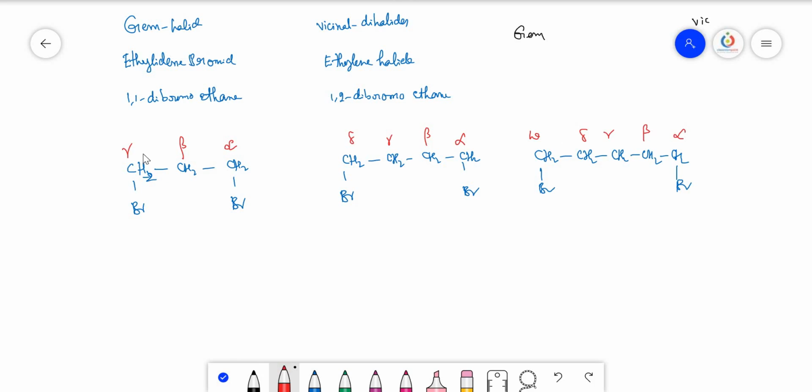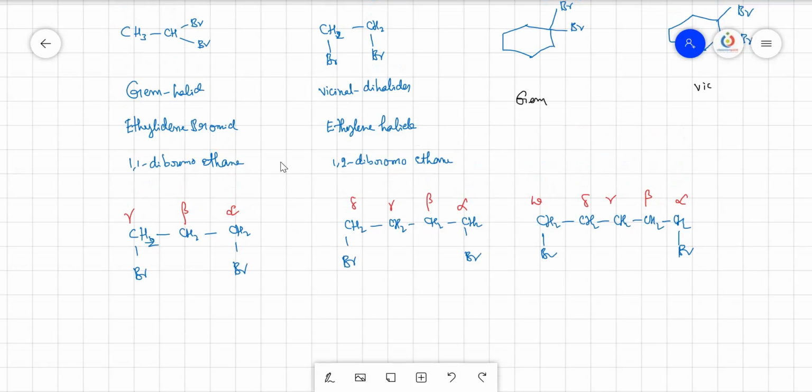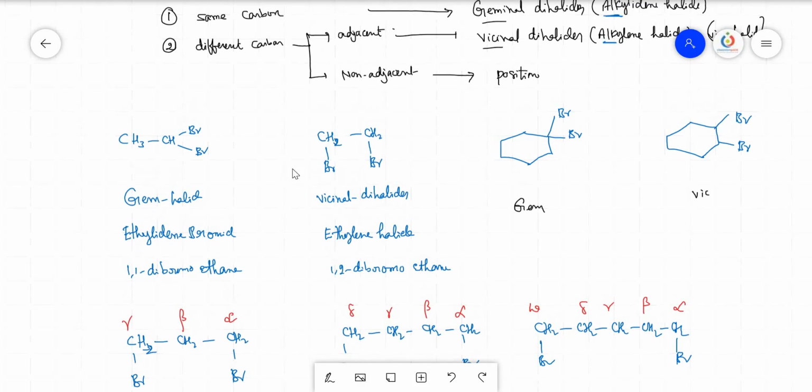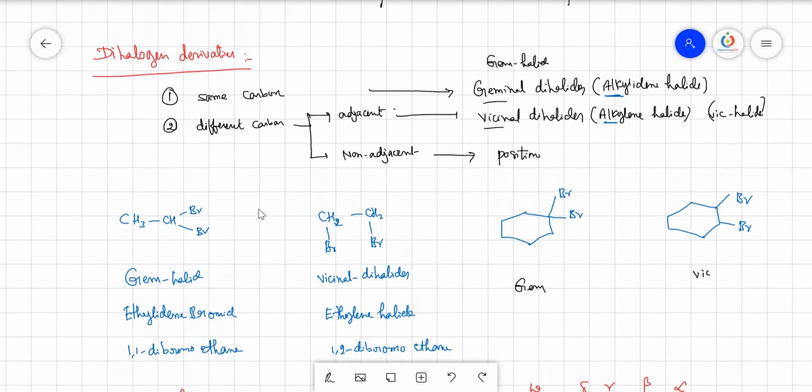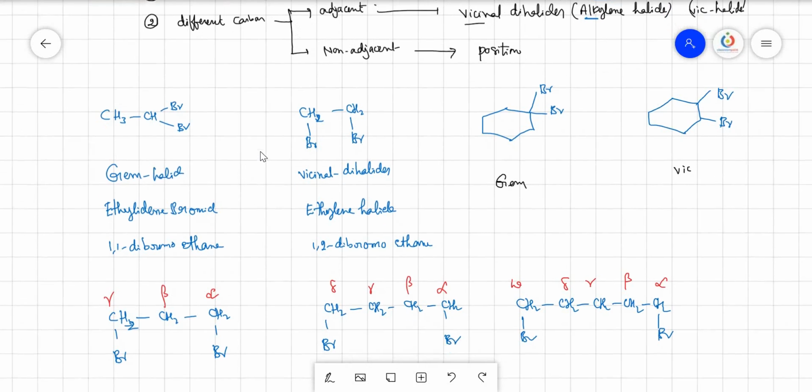So these are called alpha, gamma dihalides, alpha, delta dihalides, alpha, omega dihalides, but only up to gamma we take, and afterwards we just give the 1, 2, 3 names, not these notations. These notations are not of use after the delta. So like this dihalogen derivatives can be classified.